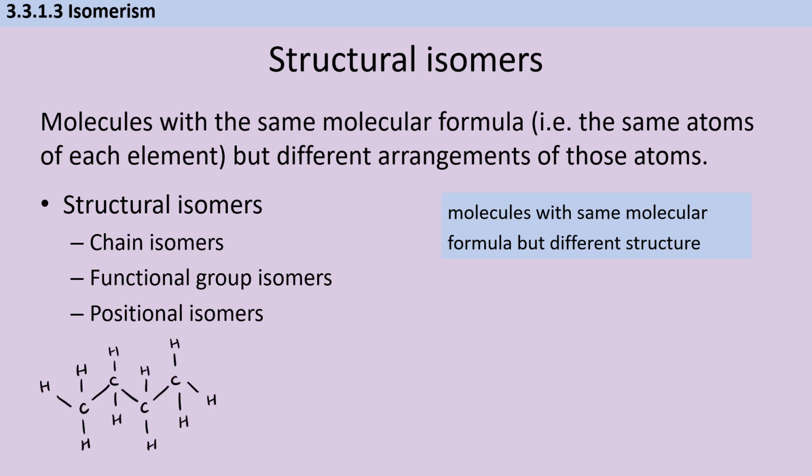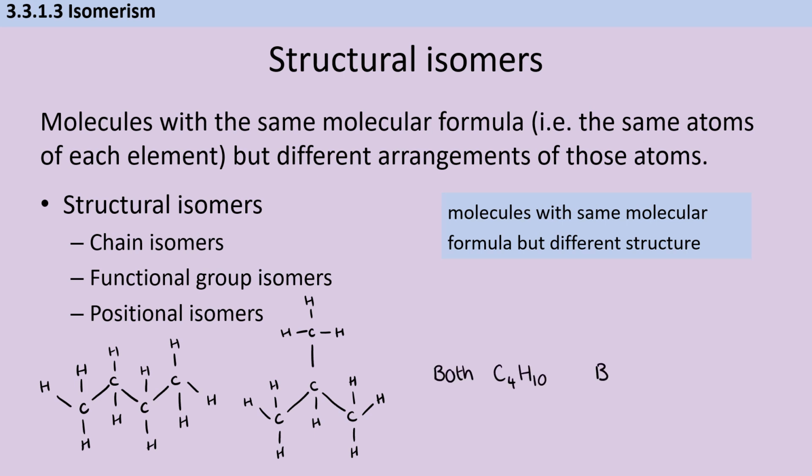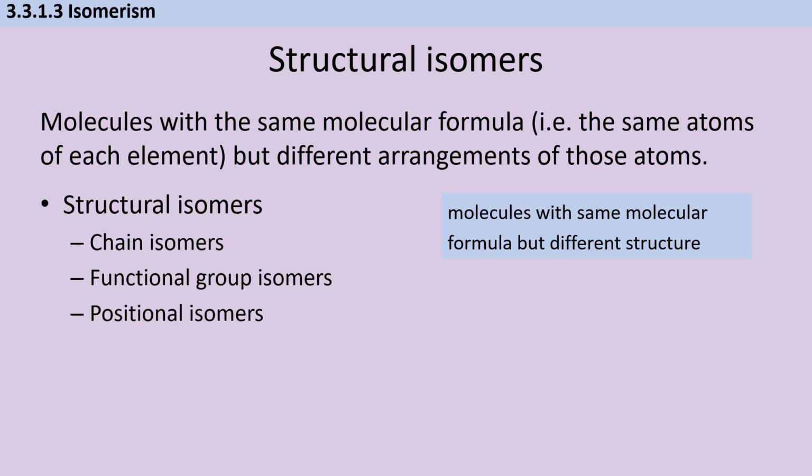For instance, these 2 molecules are both C4H10, but one is butane where the other is methylpropane. They are chain isomers because their longest carbon chain is different lengths, although their functional group is the same and they're both alkanes. Next, we have the functional group isomers.